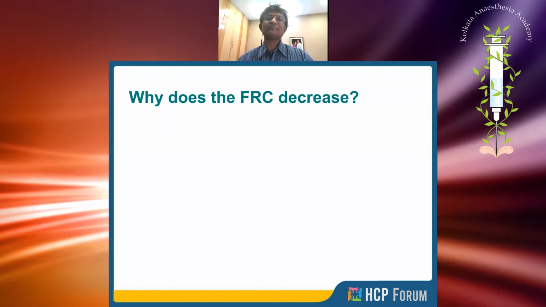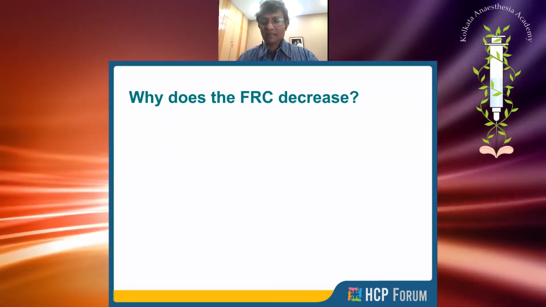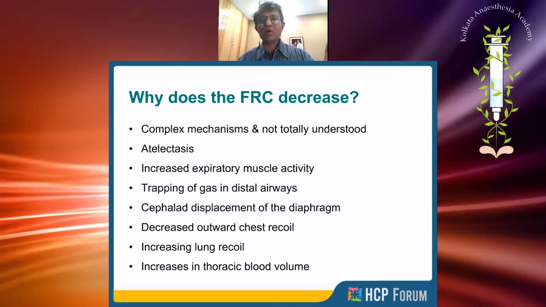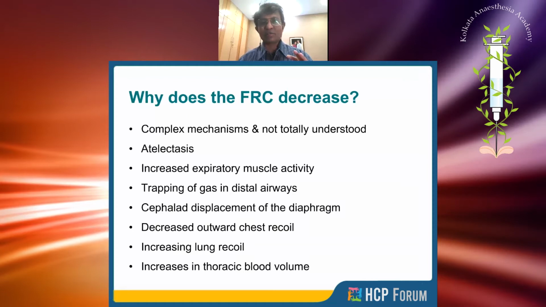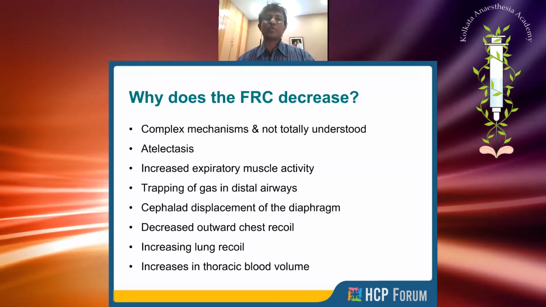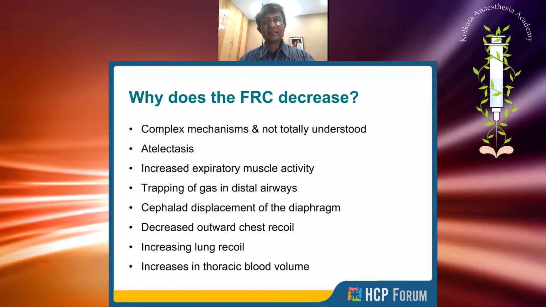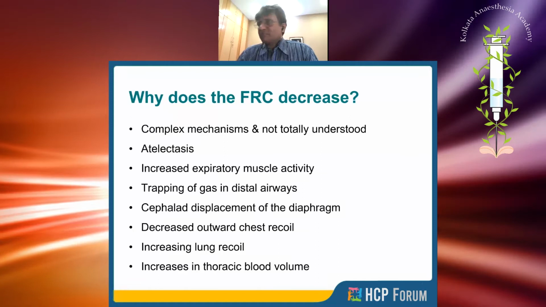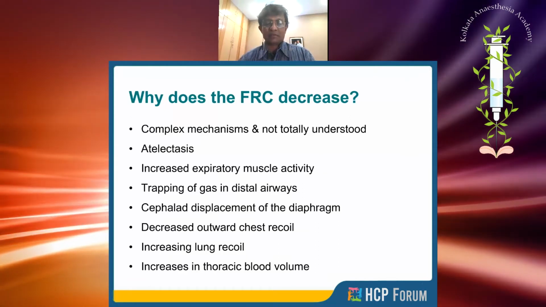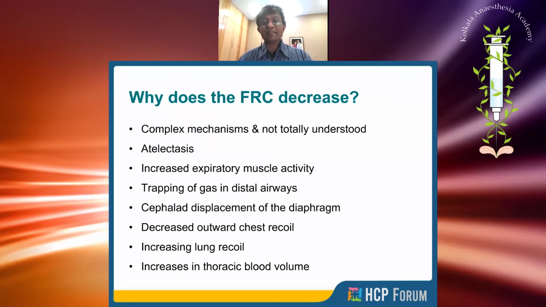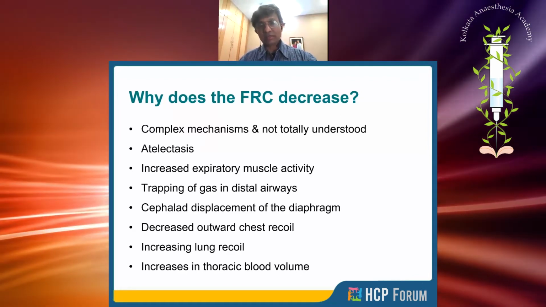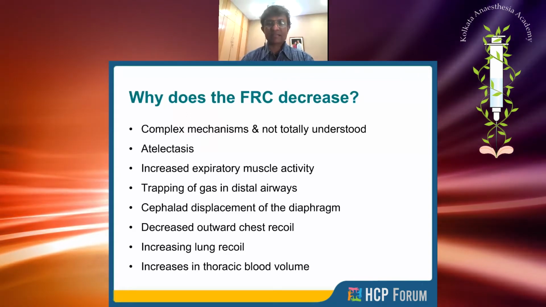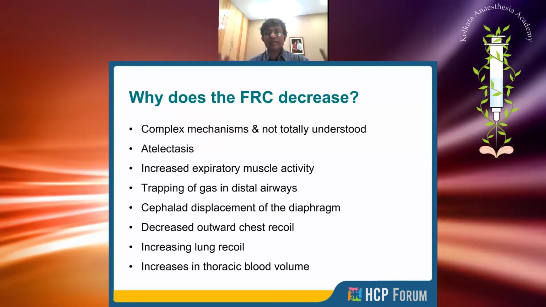So why does the FRC decrease under a general anesthetic? It's a complex mechanism and it's not totally understood. The possible mechanisms through which it can happen are atelectasis, increased expiratory muscle activity, which is emptying the thoracic cavity, the trapping of gas in the distal airways due to airway closing, so FRC goes down, cephalad displacement of the diaphragm during general anesthesia, and decreased outward chest recoil.